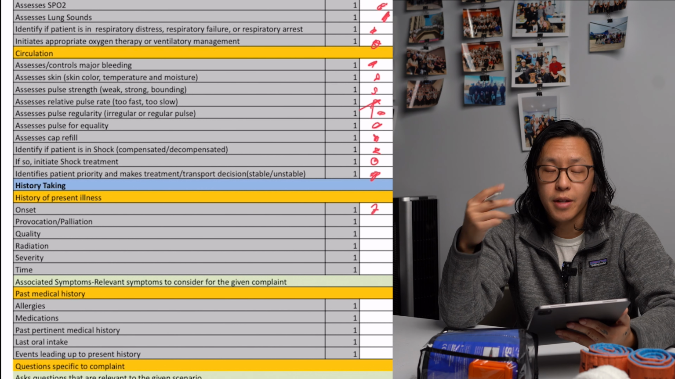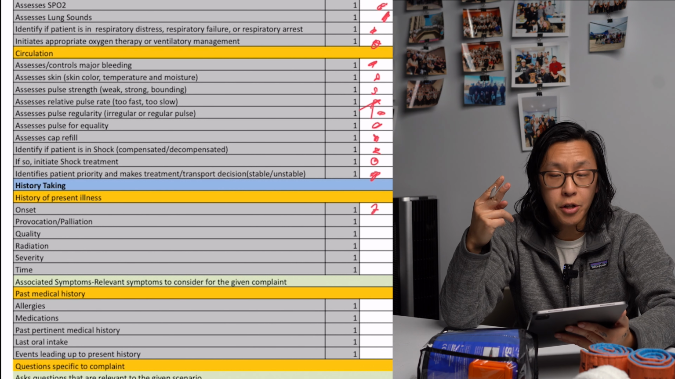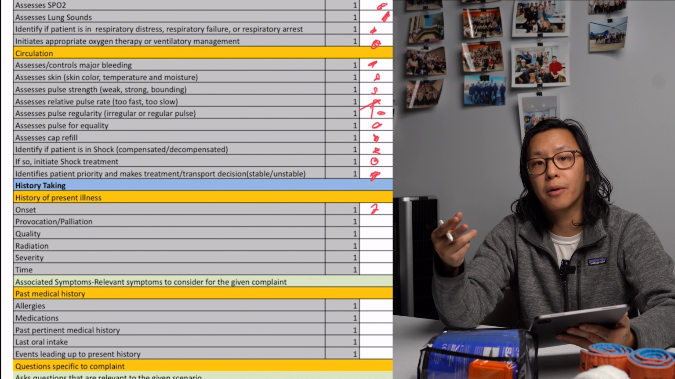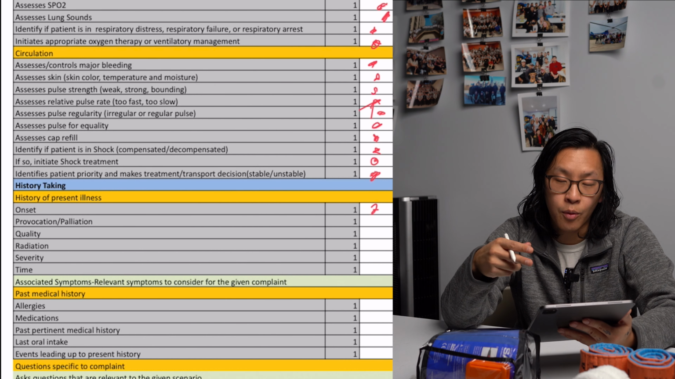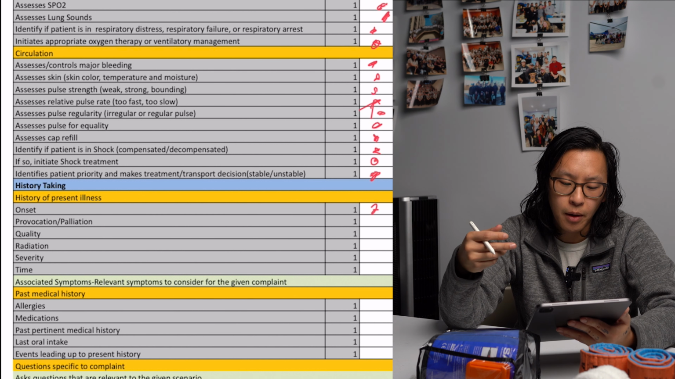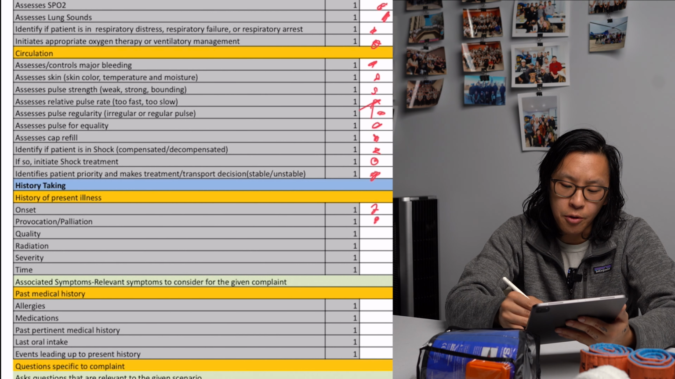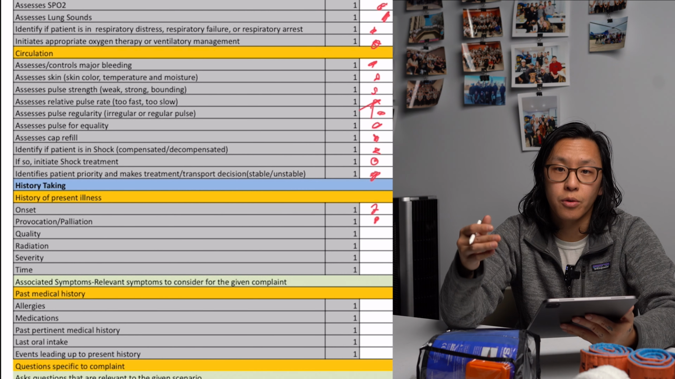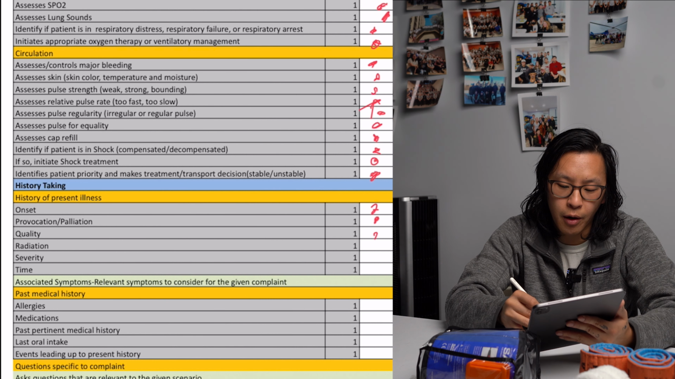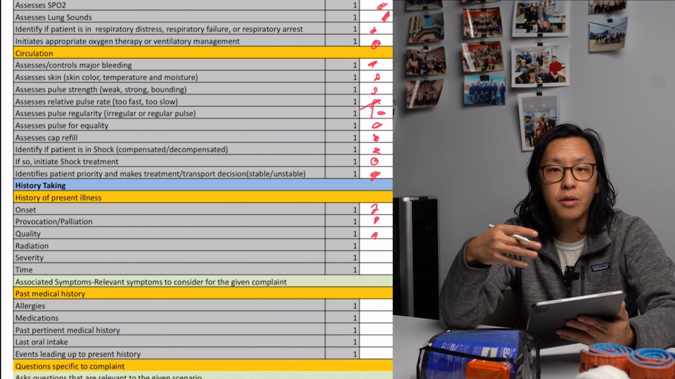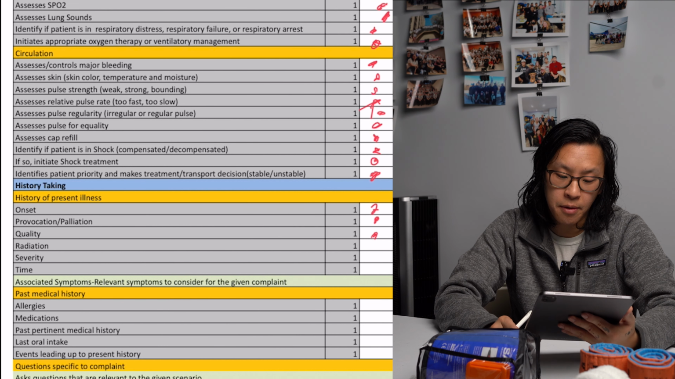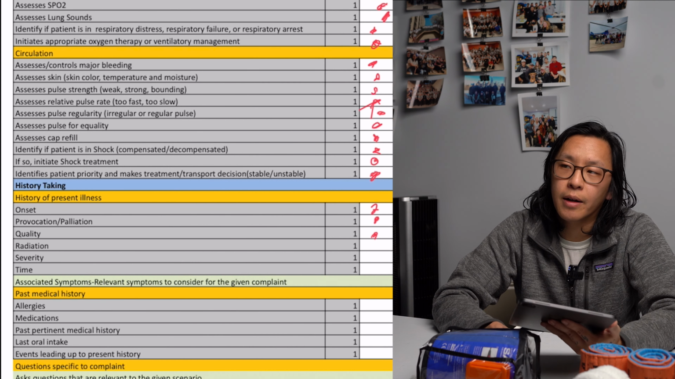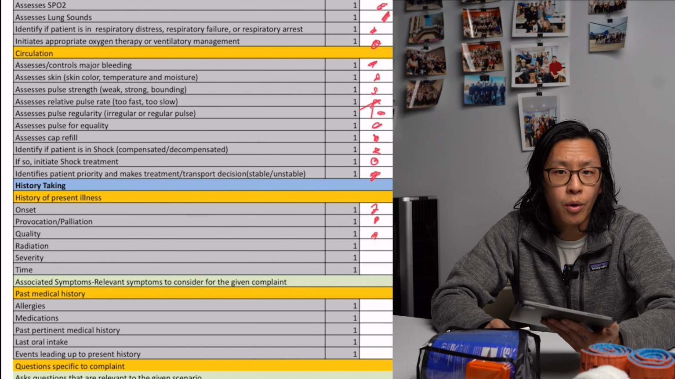The P stands for two things, provocation and palliation. What makes it worse or what makes it better? What makes your respiratory distress worse? What provokes it? And what palliates it? What makes it better? Quality is, can you describe your issue in your own words, right? Be descriptive. And if they can't find the words, over time and experience, you too will have the words to assist them. Radiation is, does the issue go anywhere else?